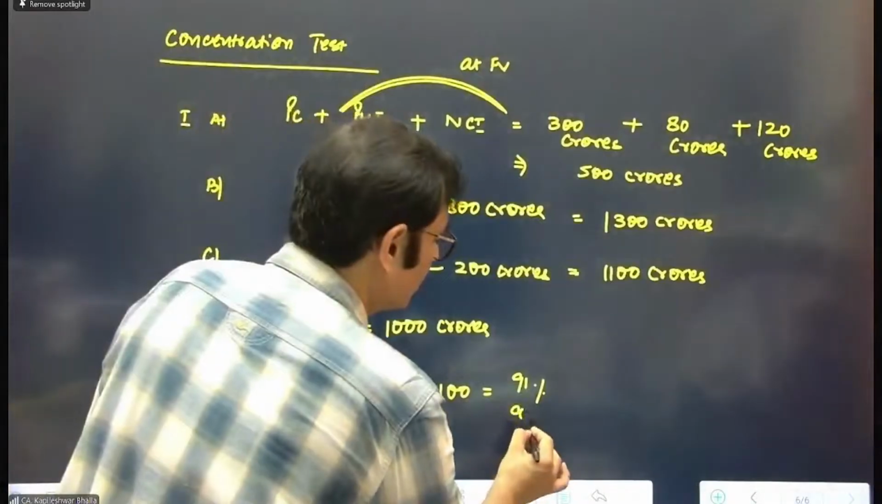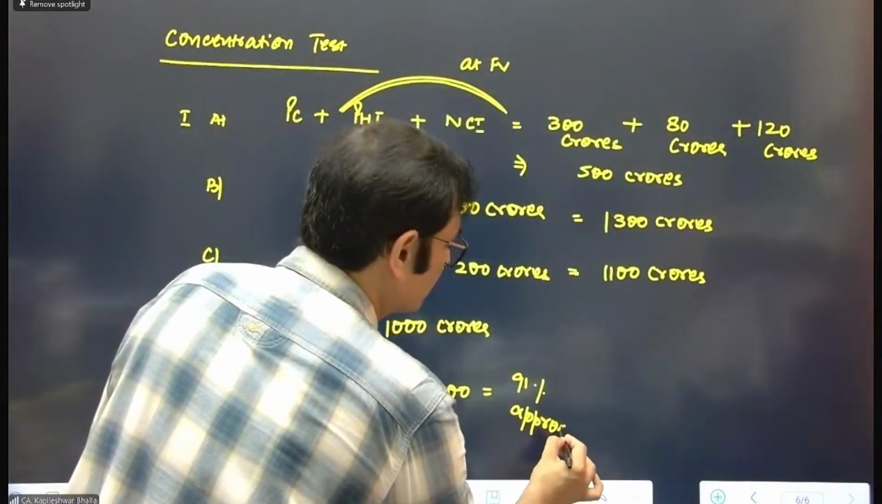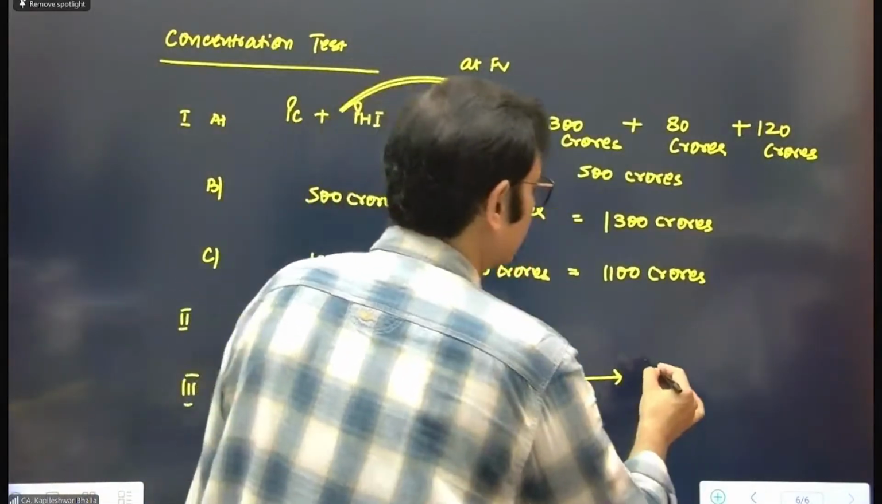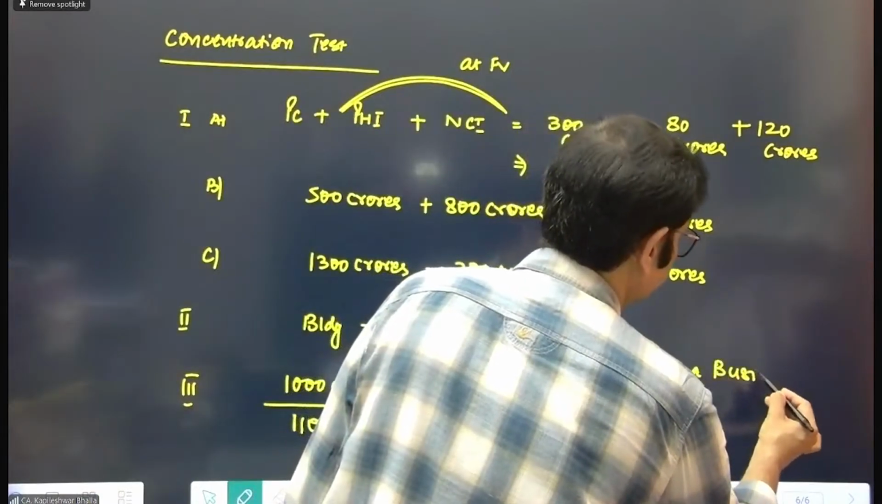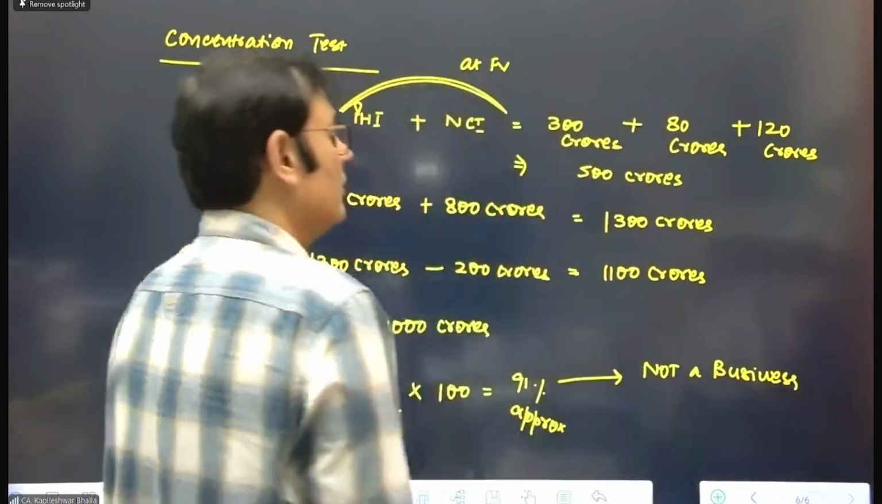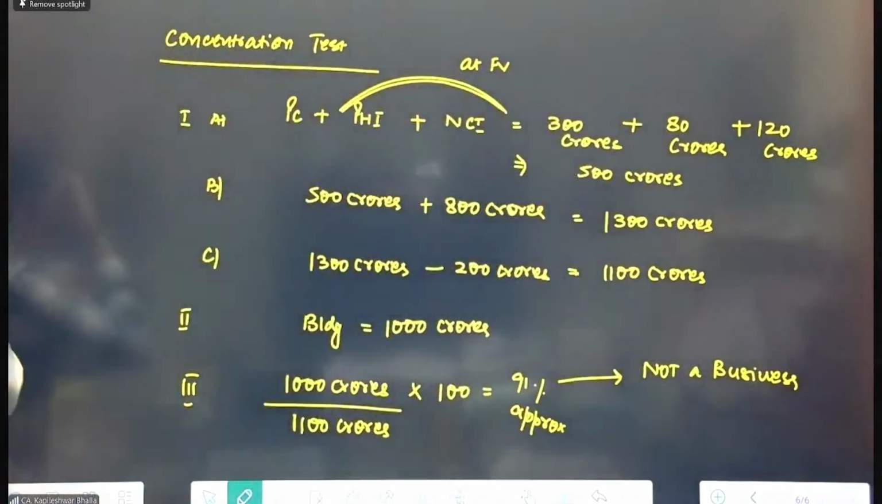So this 91% indicates that the concentration test is passed. So can I conclude it's not a business? It's an asset acquisition. It is not a business. It becomes a case of an asset acquisition in this case.